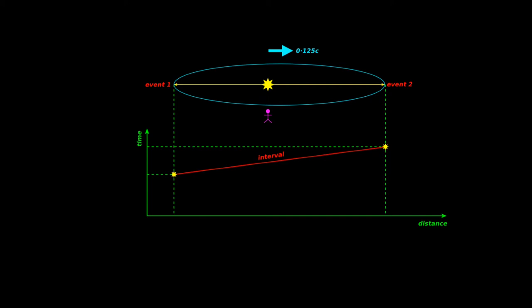The other thing that actually happens to the rocket is that its mass gets larger, as considered by somebody on the ground. And in fact, in this example, in terms of distance, the rocket appears about 0.75% shorter to the observer on the ground. Now, all of this Einstein put together in what is now known as his special theory of relativity.